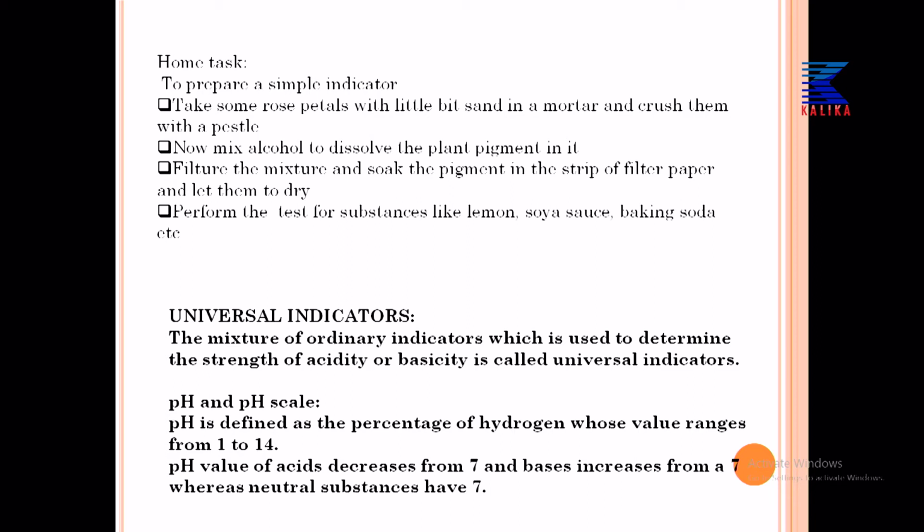And by using the universal indicator, we can easily find the pH also. Then what is pH? pH means the percentage of hydrogen present in the given solution, and its value ranges from 1 to 14. On the board, I am going to make a pH range and we will discuss more about it. Please show the board.